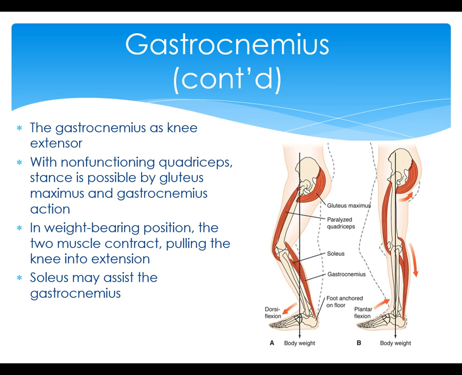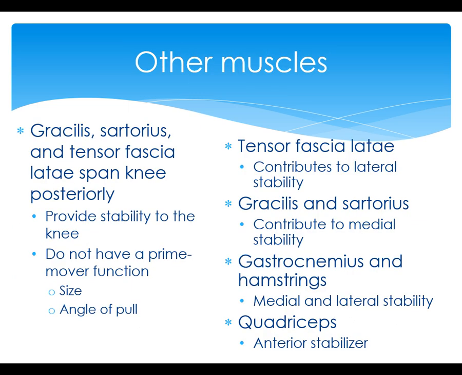All right, so here are some other muscles that you need to know and why they're important. So you have the gracilis, sartorius, and the TFL, which span the knee posteriorly. So these more or less provide stability to the knee and don't really have a prime moving function, mainly due to their size and what angle that they're pulling on. So on the right here, you will see the different contributions of each of those muscles there.